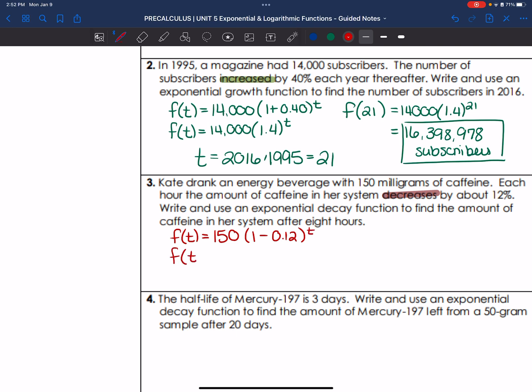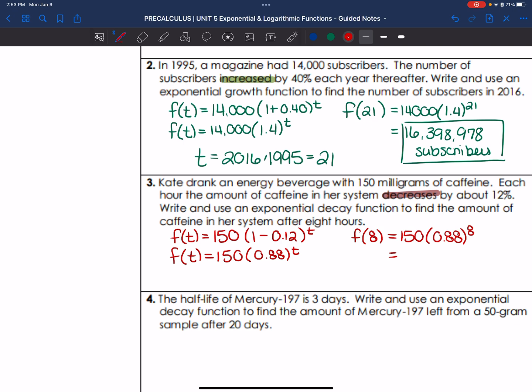So this function with respect to time actually simplifies. When I take the difference there, that is going to be 0.88, which is a base between 0 and 1. So that would be exponential decay. Now we want to find the amount after 8 hours. So this function at time 8: initial amount and our base, where our exponent is 8.